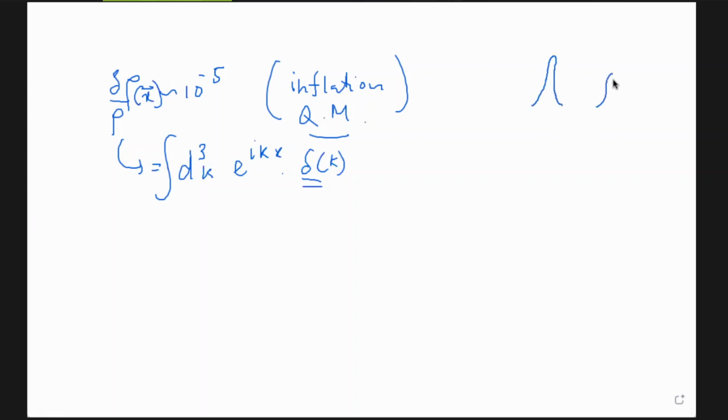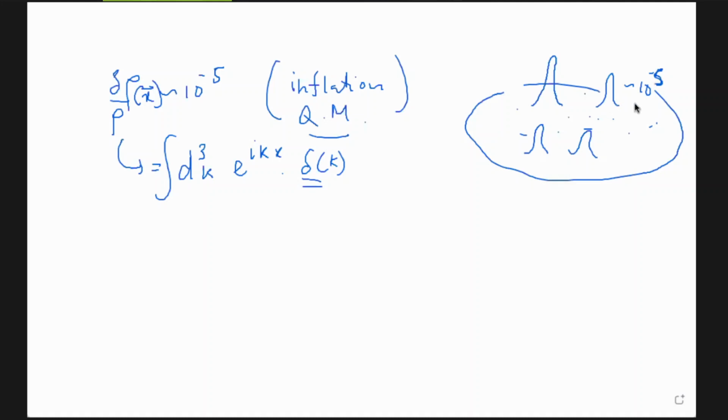And these delta functions are in many places. But the amplitude of the delta function is very small, 10 to the minus 5. But on an average, these peaks are there above a mean density. And that mean density is very high, but the fluctuation is only 10 to the minus 5.